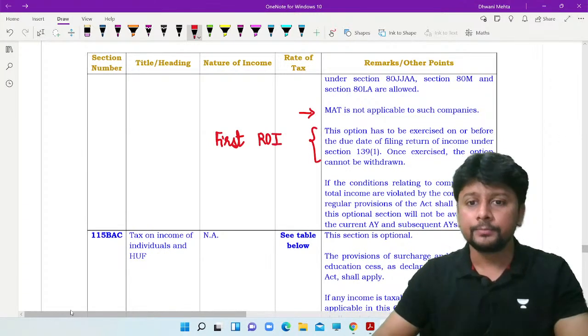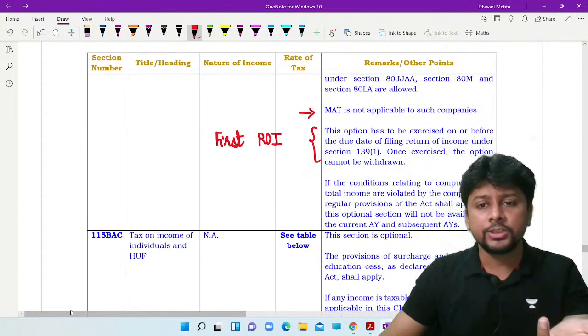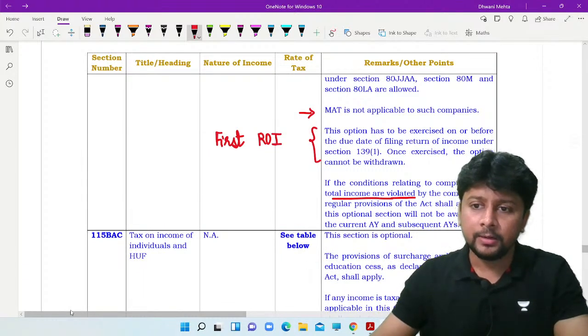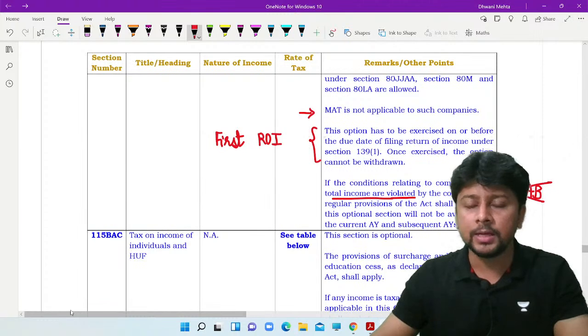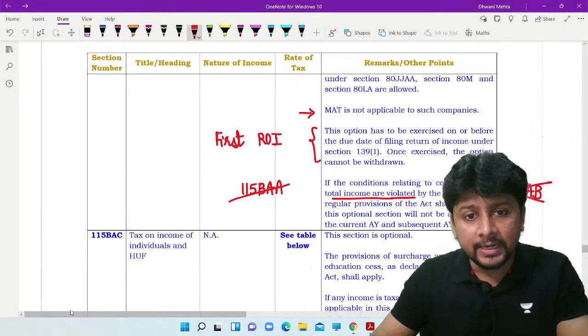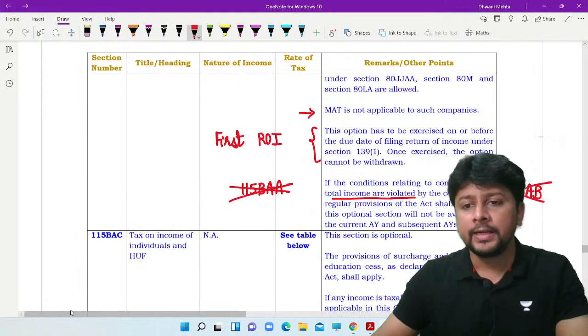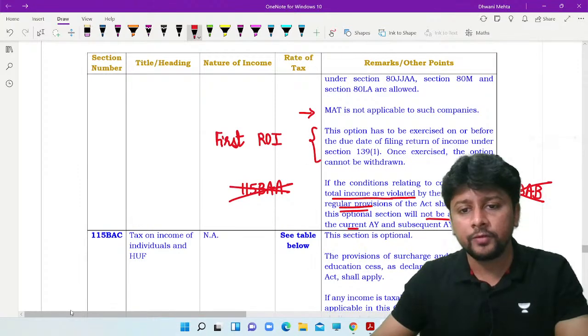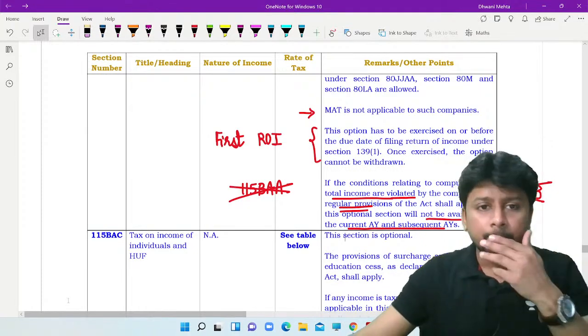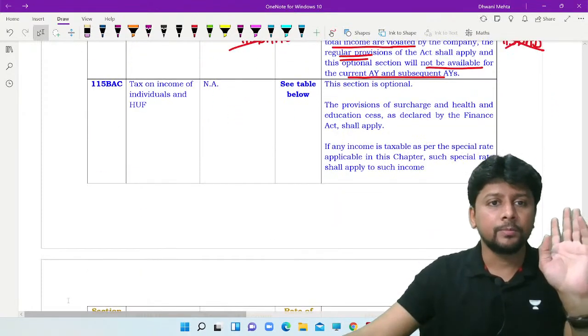If the conditions relating to computation of total income are violated, then section 115BAB becomes not applicable. These are the same conditions which we saw in the preceding section also. So BAA also will not apply. That means you will have to pay tax according to regular provisions, and this section will not be available for the current year and for the subsequent years. These are the two sections applicable for domestic companies.